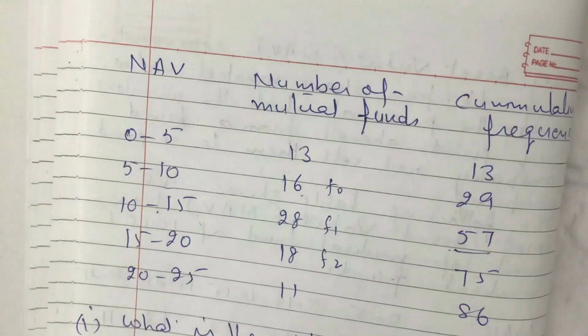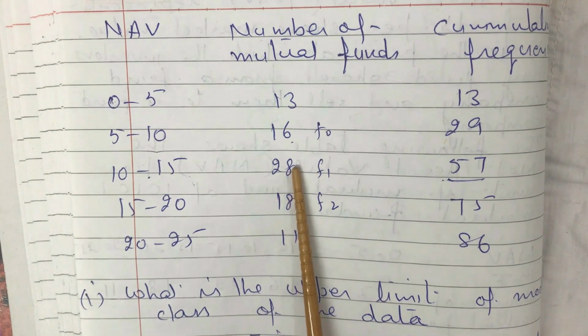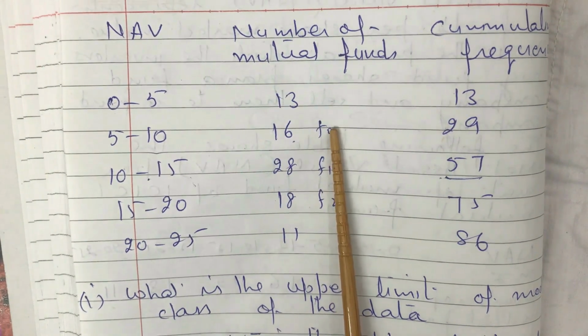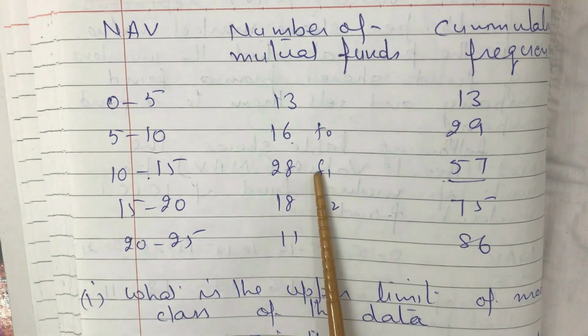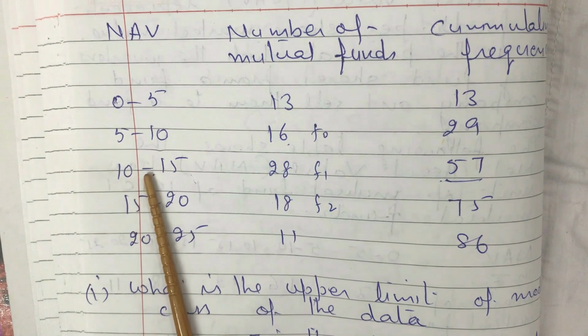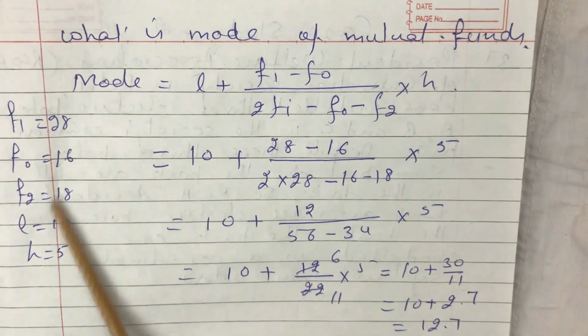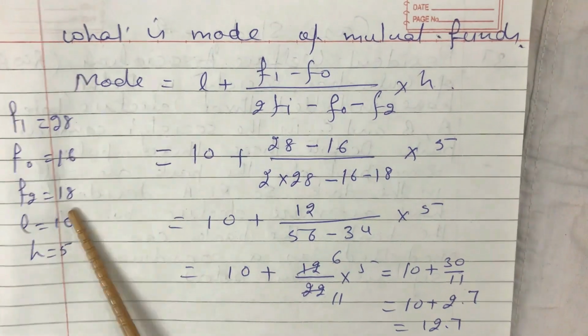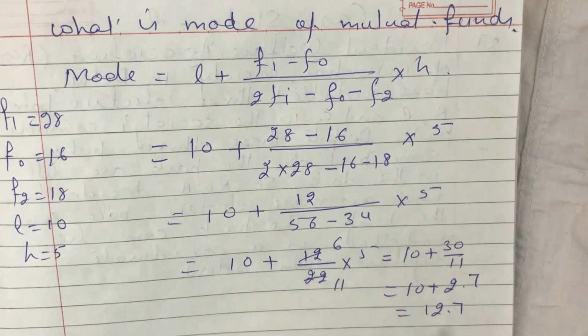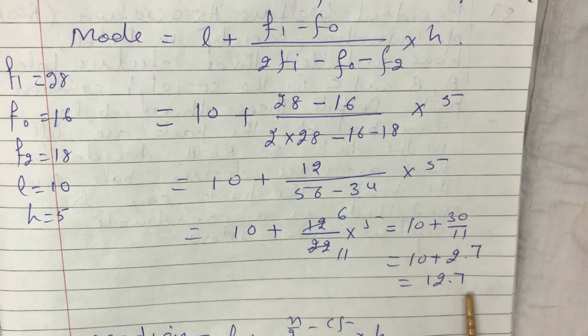So in the previous, now here check. This is the highest frequency. So this is F1. So this is F0. This is F2. And here L is 10. H here is 5. So I have written all the values here. I have substituted these values in the formula, and after solving this, I got the answer 12.7.